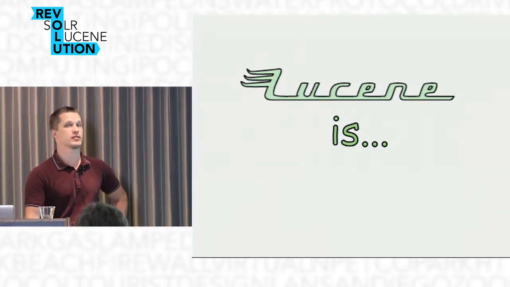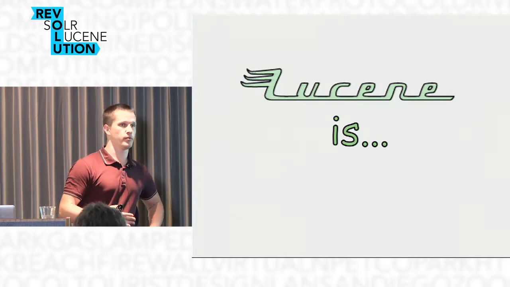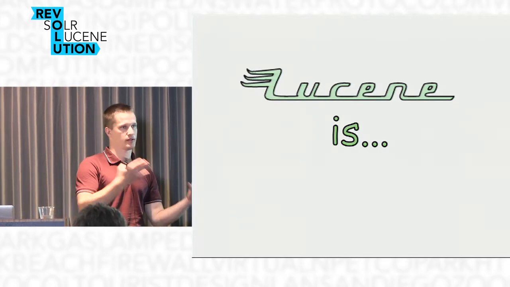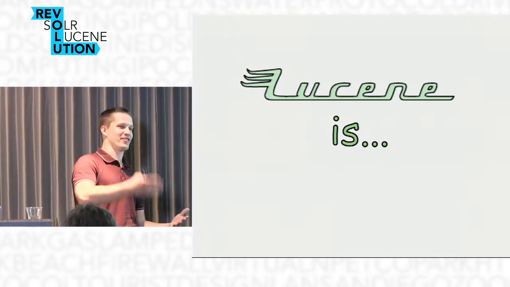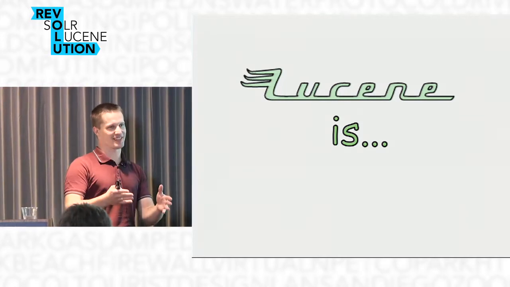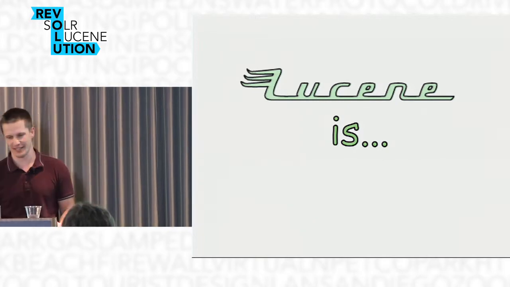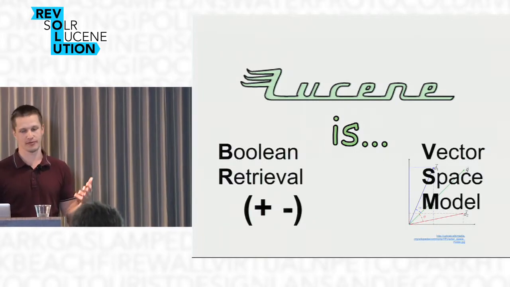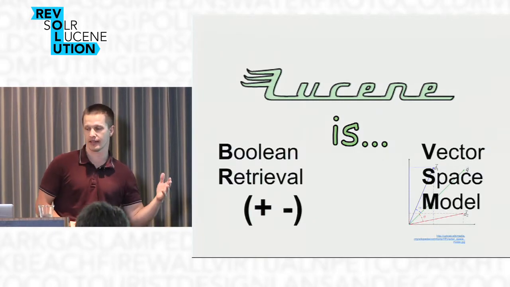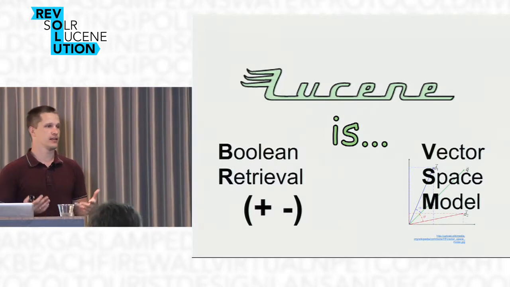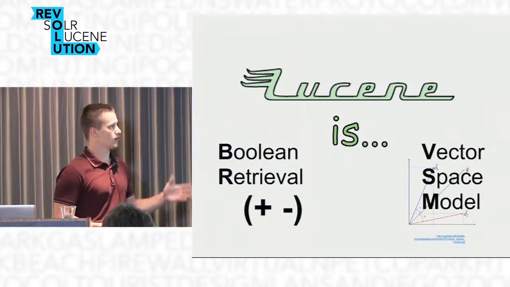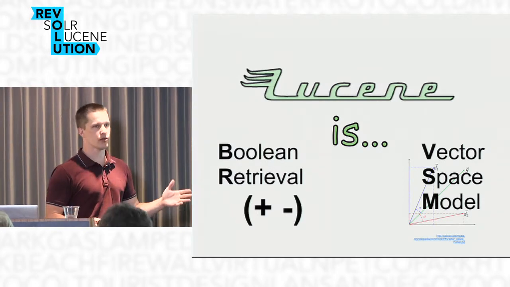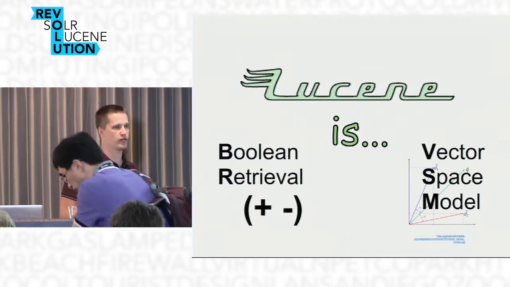TF-IDF is called the vector space model, but before we rank our results, we need to index. And after indexing, we need to retrieve results and then rank them. So Lucene is based on two powerful conceptions: Boolean retrieval and the vector space model. And the problem is that both of these work really badly for e-commerce search. They just don't work for e-commerce.